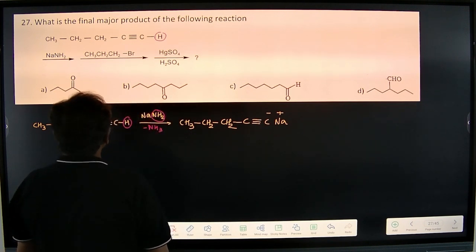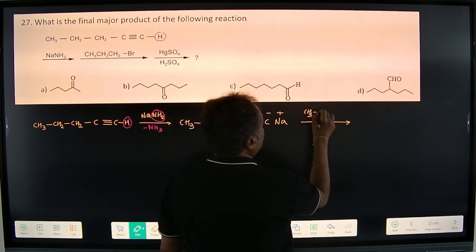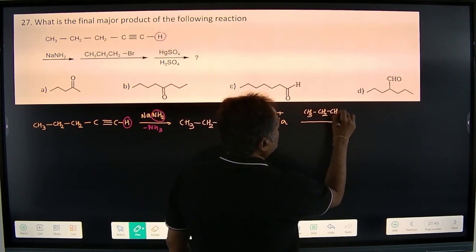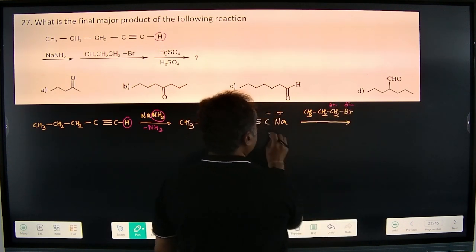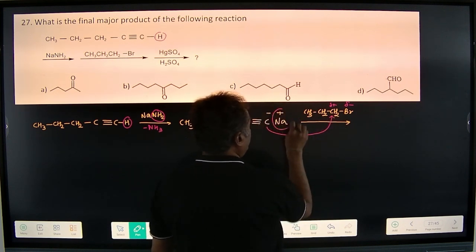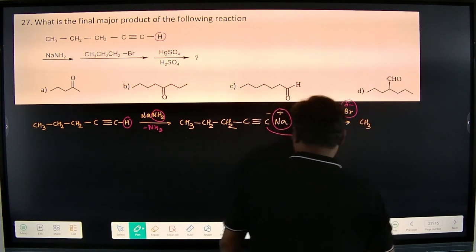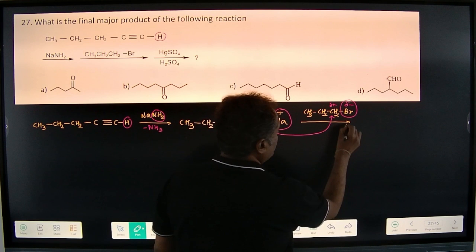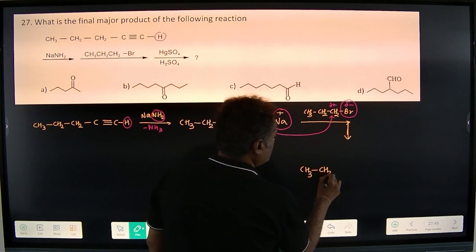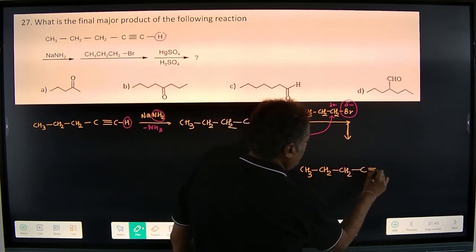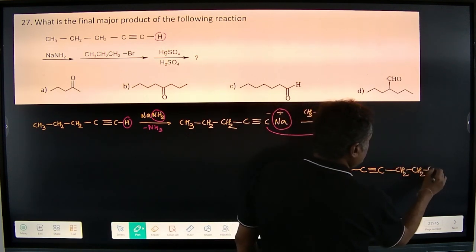Then you are told that this has to be treated with what? N-propyl bromide. Now, when you treat this with N-propyl bromide, what happens? You should understand one thing: alkyl halides like to undergo nucleophilic substitution reactions. So, here this is the nucleophile that will attack, and Na and Br will be lost. So, you will get the answer as CH3, CH2, CH2, C triple bond C, and then the propyl part, which is CH2, CH2, CH3. I will write it separately because it won't fit there.